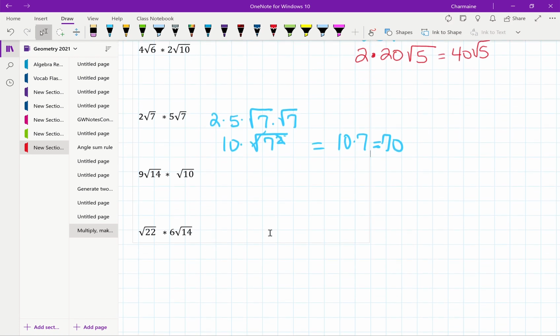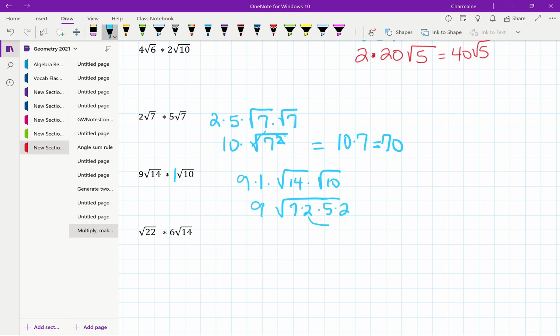If you have, just really quickly, one that has no number out front, remember there's that implied 1. So it's 9 times 1 times square root of 14 times square root of 10, or 9 square root of 7 times 2 for 14, 5 times 2 for 10, and here's our square. So 9 times the square root of 7 times 5 times 2 squared. I'm going to take the square root of 2 squared, which is just 2. 2 times 9 is 18. The 7 and the 5, I'm just going to put them back together as 35, since 7 times 5 is 35.